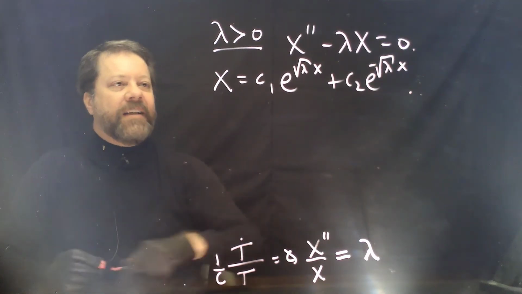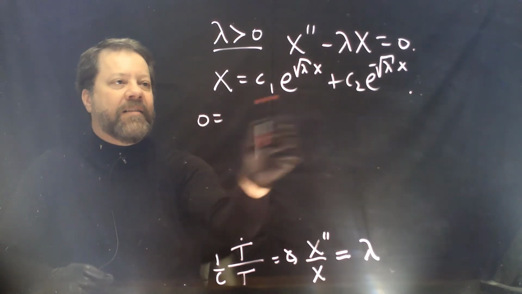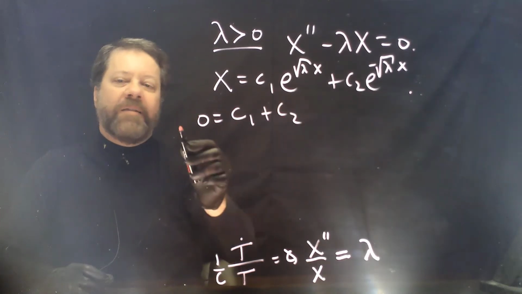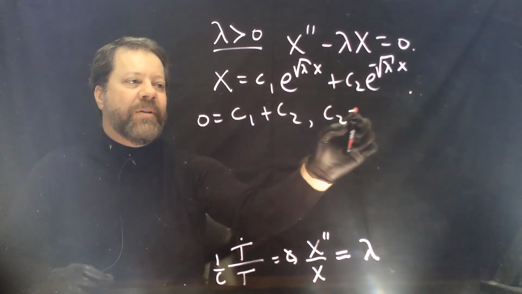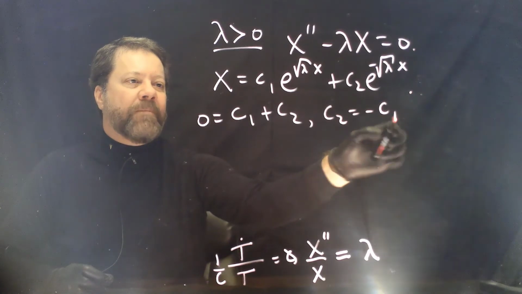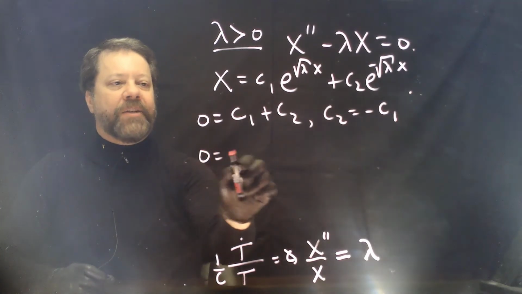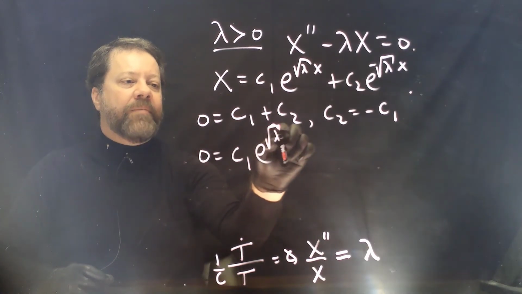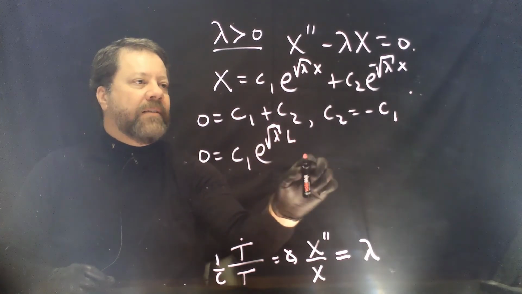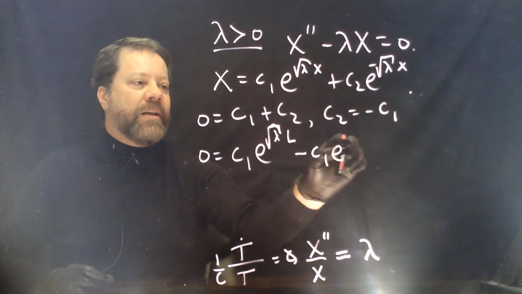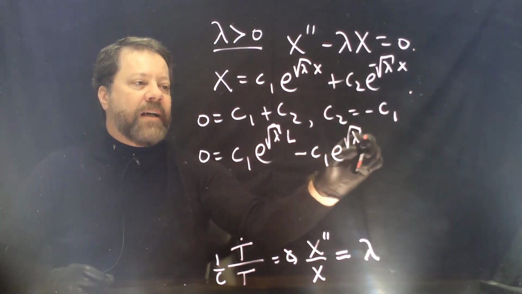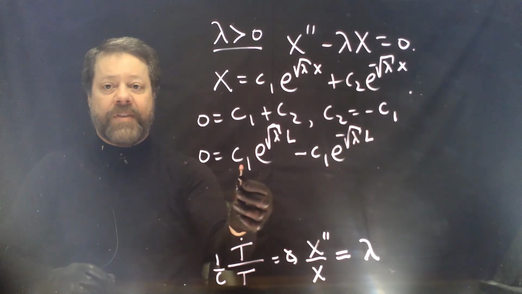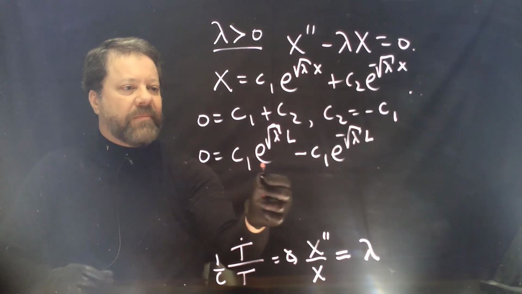It follows then from the data, plugging in x equals 0, that c1 plus c2 must equal 0, so that c2 is minus c1. The other initial condition will then imply c1 e to the root lambda times L minus c1 e to the root lambda times minus L equals 0. If c1 is not 0, you have a problem.